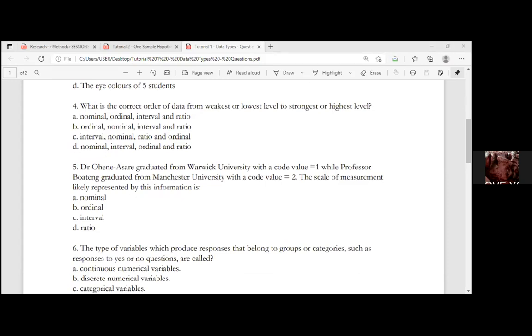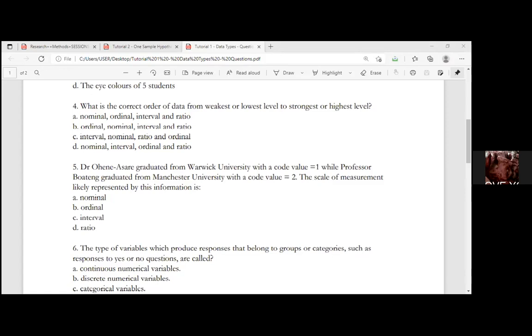Dr. Ohene Asare graduated from Warwick University with a code value of 1, while Professor Boateng graduated from Manchester University with a code value of 2. The scale of measurement likely represented by this information is, who can tell us?